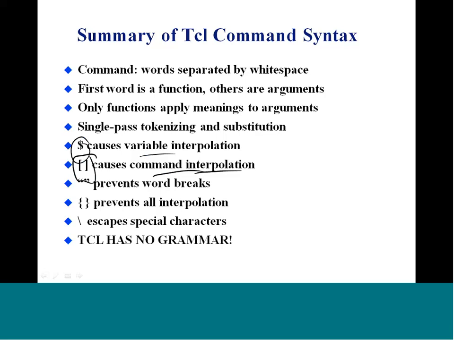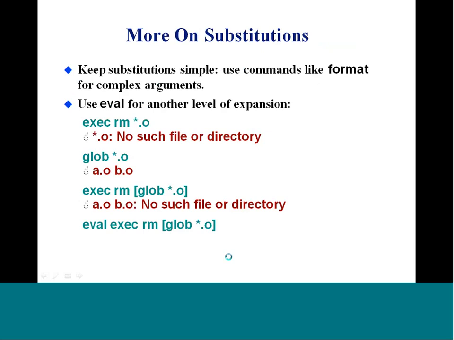To prevent word breaks, we can use three main things, or you can extend it to a fourth. The first is using quotes, which prevents the word breaks. Then we can use curly braces, which also prevent all the interpolations. And then the backslash escapes all the special characters, including any word breaks, so this is another way that we can avoid the word break. Another key thing that we are always talking about is that Tcl has no grammar whatsoever. Now let's look at some more substitutions.